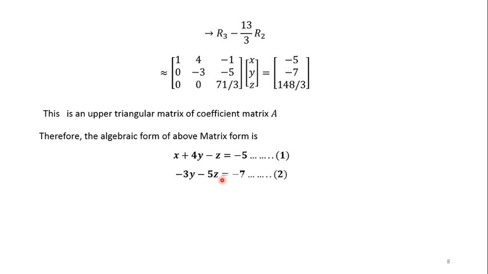The second one is 0 into x, minus 3 into y, minus 3y, minus 5 into z, minus 5z equal to minus 7. And the last one you get is 71 upon 3 of z equal to 148 upon 3. So now it is very easy to find the solution with the help of back substitution, that is, by finding z from this equation, then putting the value of z in the second one to get y, and when you have y and z you substitute in the first one to get x.